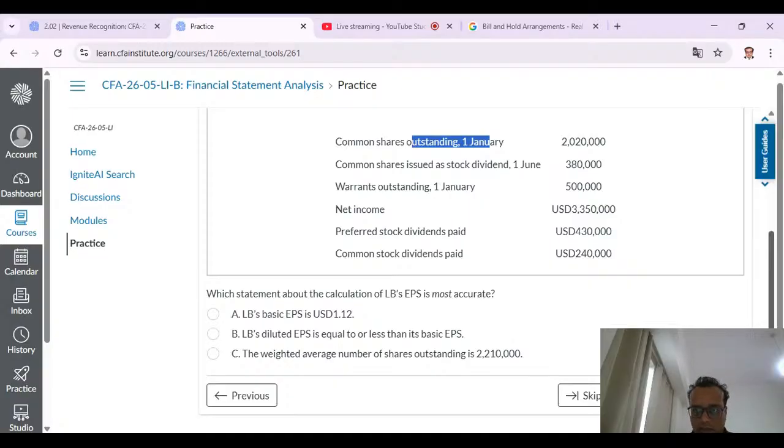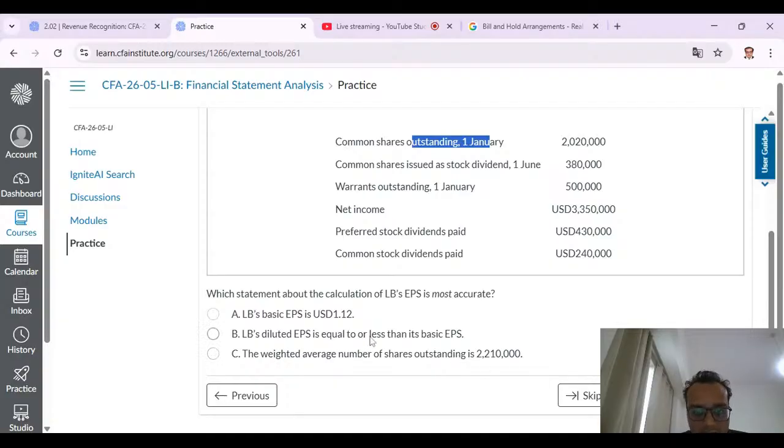नेट इनकम 3350 minus 430,000 is equals to ये अर्निंग पर शेयर देखना है डिवाइडेड बाय एट द एंड ऑफ द ईयर मेरे पास कितने स्टॉक रह रहे हैं वो मेरे को देखना है. 80,000 4 लाख, 2400000. My basic EPS is 1.21.